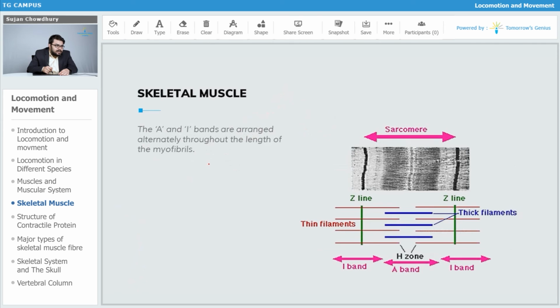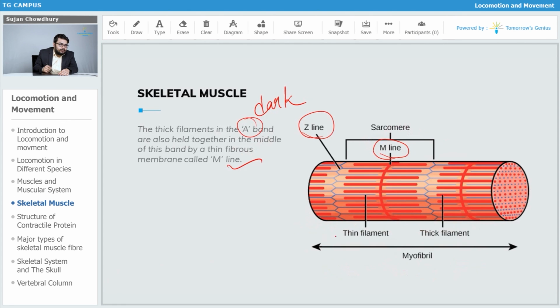The A and I bands are arranged alternately throughout the length of the myofibrils, which we can find here. So you have the A band, and on the lateral sides we have I bands. There's the Z line at the middle of the I band, and there are thin filaments and thick filaments. Between the thick filaments, we have the M line, which we discussed a little earlier.